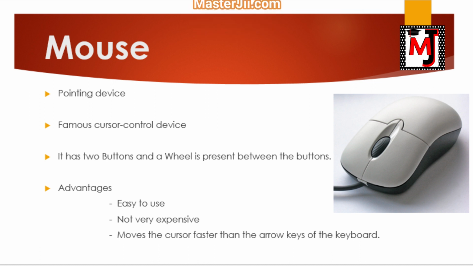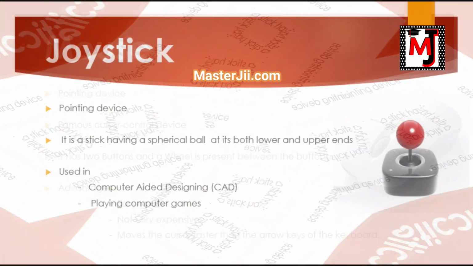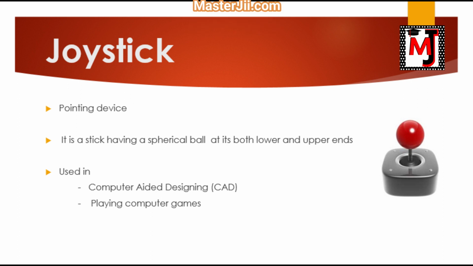And its advantages include: easy to use, not very expensive, and it moves the cursor faster than the arrow keys of the keyboard. Then joystick. Joystick is also a pointing device which is used to move the cursor position on a monitor screen. It is a stick having a spherical ball at both its lower and upper ends. The lower spherical ball moves in a socket. The joystick can be moved in all 4 directions. The function of the joystick is similar to that of a mouse. It is mainly used in computer-aided designing, that is CAD, and playing computer games.